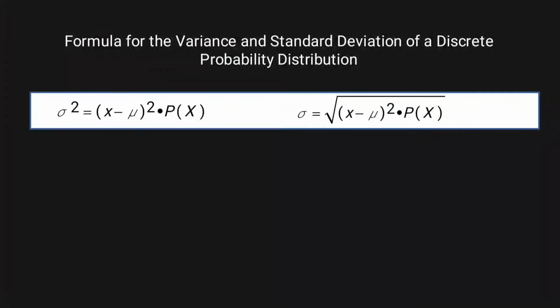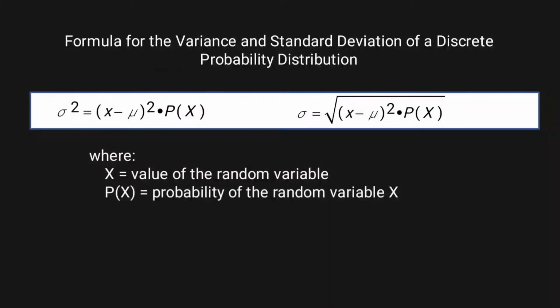Okay, so formula for variance, sigma square equals the sum of (x minus mu) square times p of x. Then, for standard deviation, just get the square root of the variance. Okay, so where x is the value of the random variable, p of x is the probability of the random variable x, and mu is the mean of the probability distribution. Yan, so kailangan muna nating kuhanin ang mean.